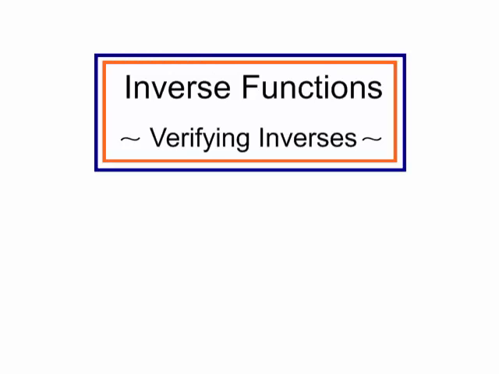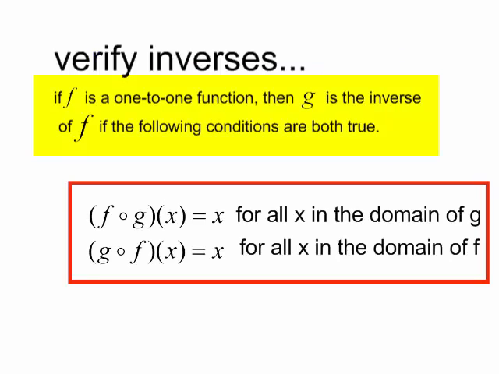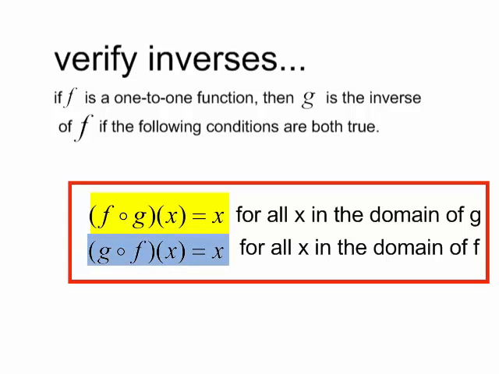Let's continue our discussion on inverse functions. In this video, we're going to concentrate on verifying inverses. If f is a one-to-one function, then g is the inverse of f if f of g of x is equal to x and g of f of x is equal to x. These compositions are equal to the identity function.